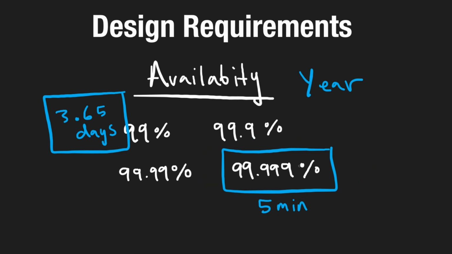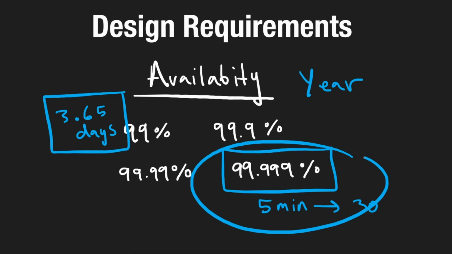If we add another 9 here, we're taking this 5 minutes and dividing it by 10. So if we add another 9 here, we would actually be able to achieve 0.5 minutes, which I think is 30 seconds. So that would be even better. But you can see at this point, it's not a huge jump. I mean, 5 minutes down to 30 seconds, it's not huge. Like if we can get to this point, we're really, really solid.